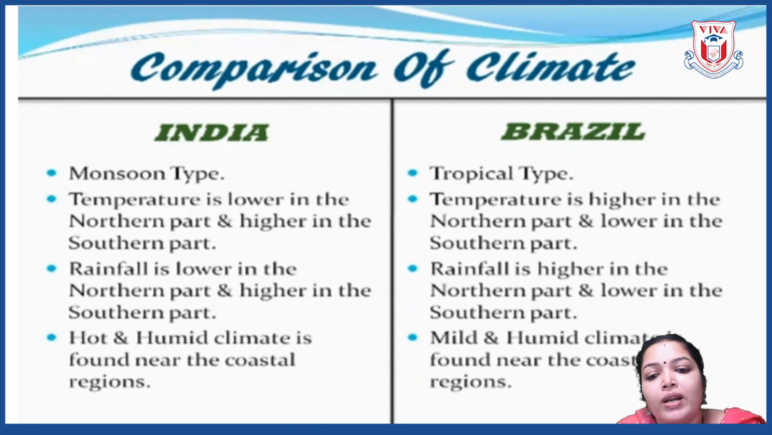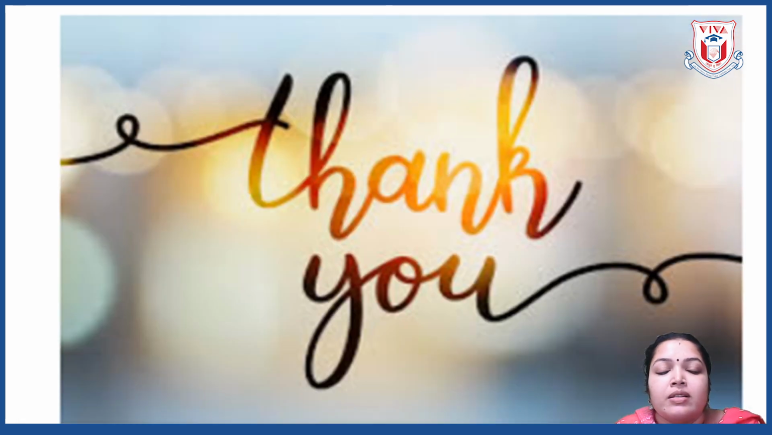The rainfall is lower in the northern part and higher in the southern part. Here the rainfall is higher in the northern part, again lower in the southern part. Hot and humid climate is found near the coastal region, and mild and humid climate is found here in the coastal region. This is the end of the lesson.